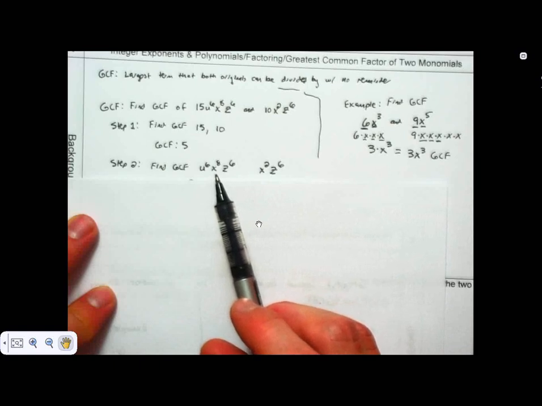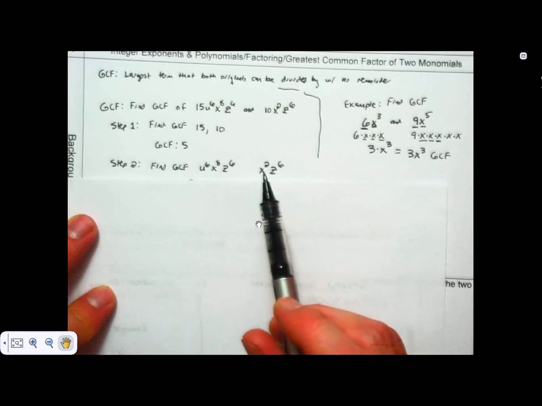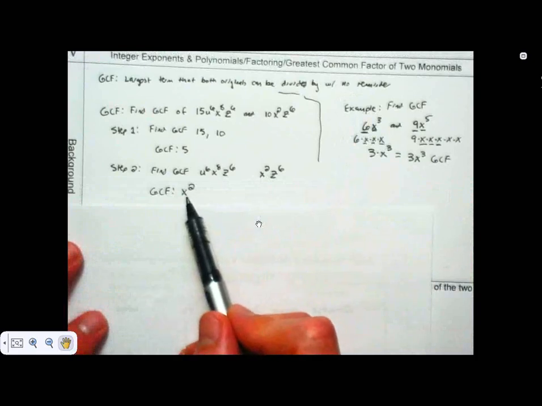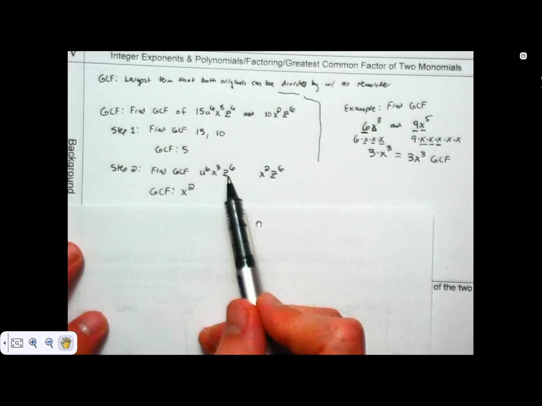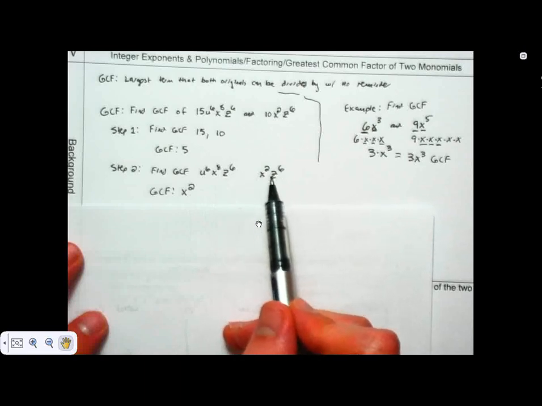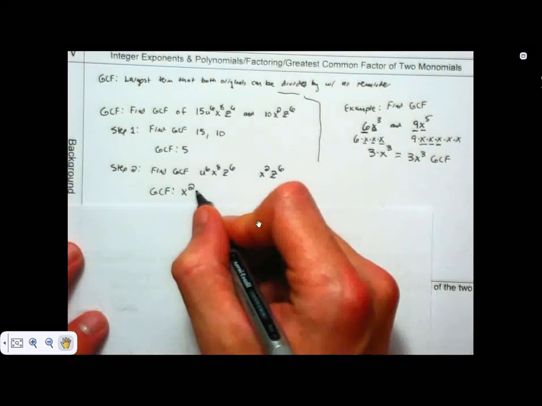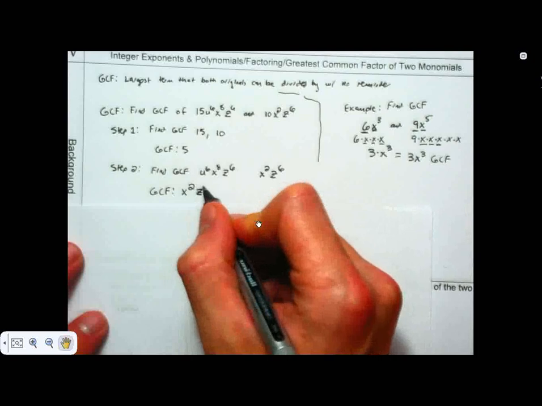The second part is to look at the x's. So this first guy had x to the 8th. The second guy had x to the 2nd. So again, I take the lowest power, and that's x to the 2nd. So my greatest common factor for the variables is going to start with x to the 2nd. And now if I look at the z's, this guy has 6 factors of z. This one has 6 factors of z. Well, that means my greatest common factor is also going to have 6 factors of z.